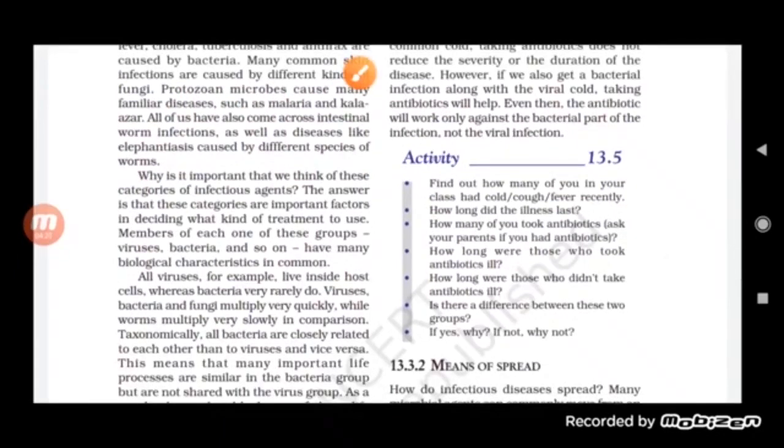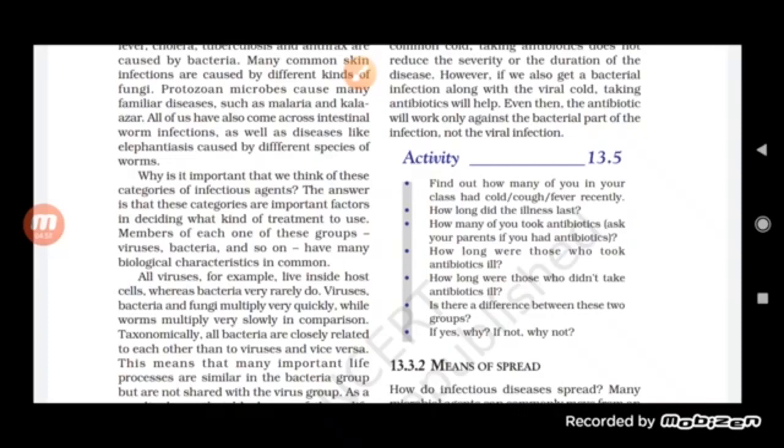Question here: why is it important that we think of these categories of infectious agent? The answer is that these categories are an important factor in deciding what kind of treatment to use. See, if a person has a disease, you must know what the causative agent is. If you know the agent responsible for giving the disease to a person, obviously it will be very easy for the doctor to cure the disease, to give the proper medicine against that particular agent, because we have to kill what? We have to kill the causative agent. Only then will we be disease free.